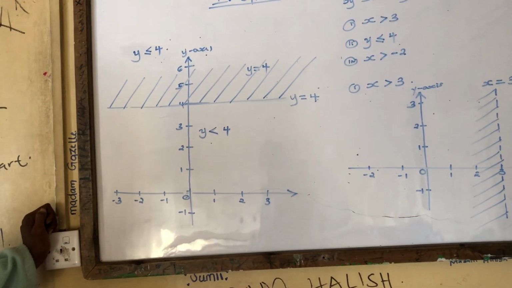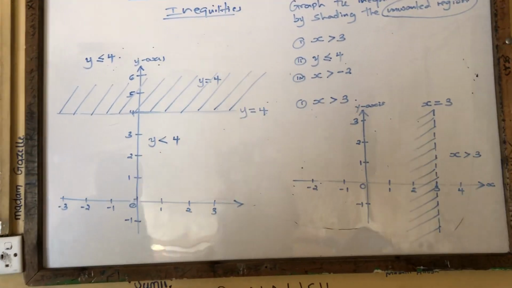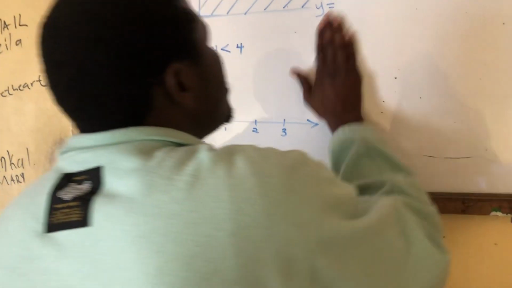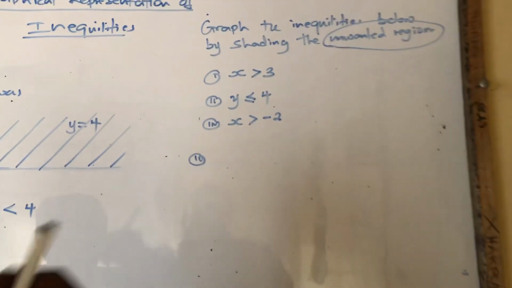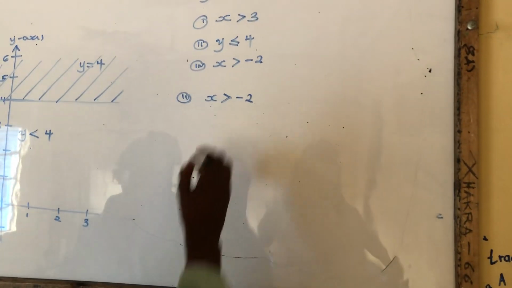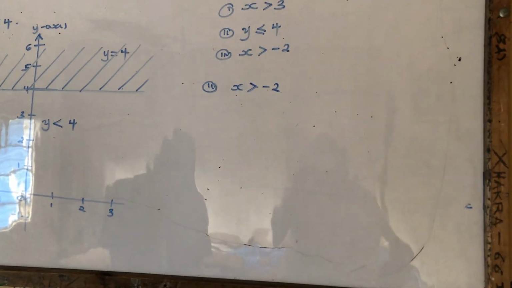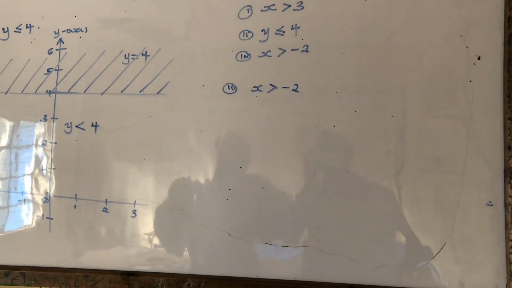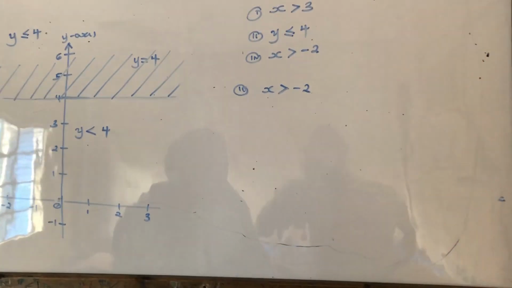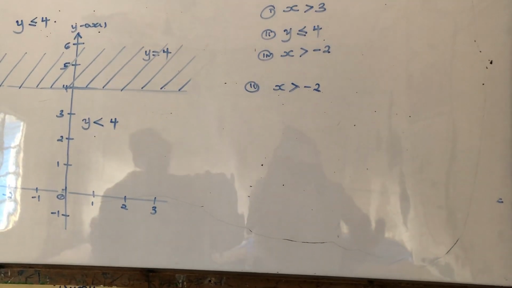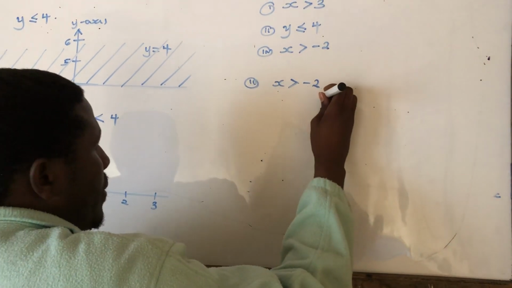Which now takes us to the third one. In the third example, we have got the inequality x is greater than -2. We want to represent this inequality graphically. What do we do?